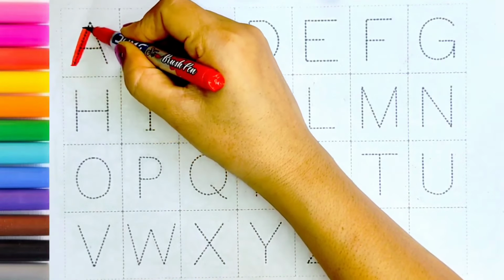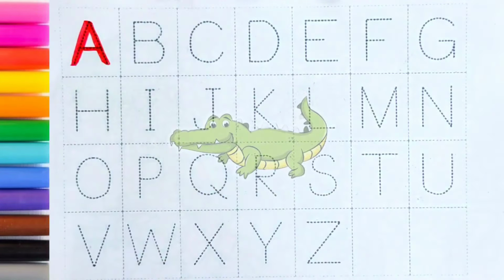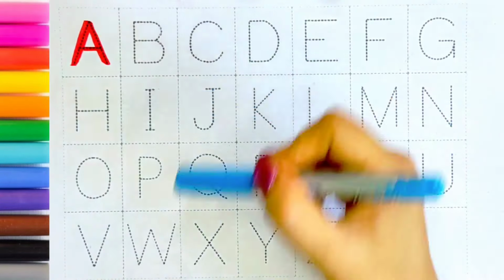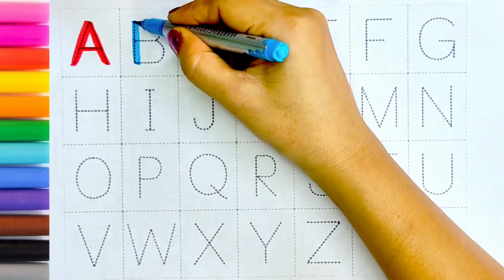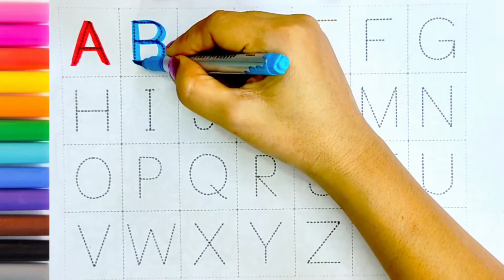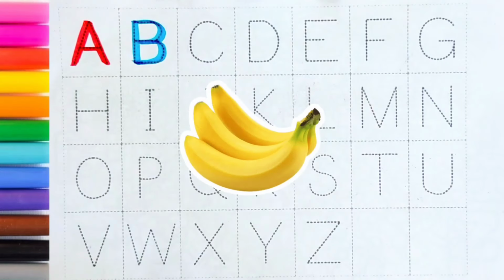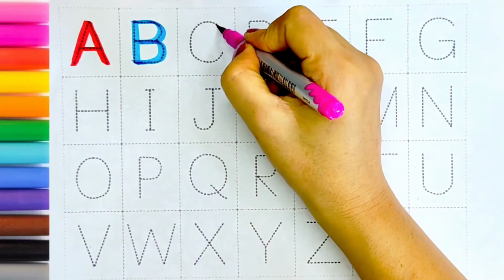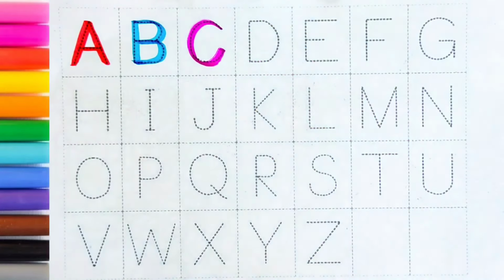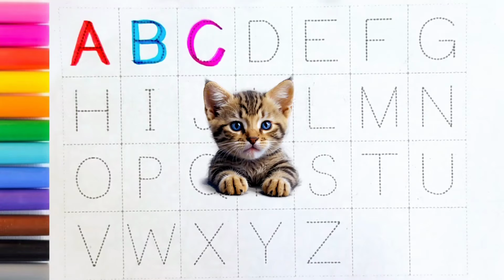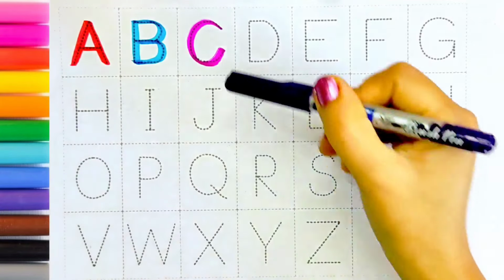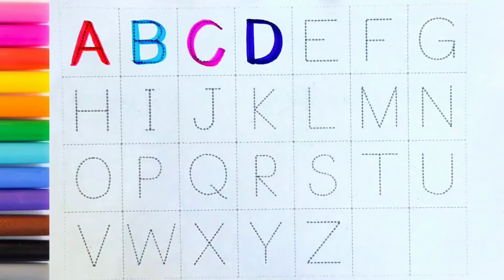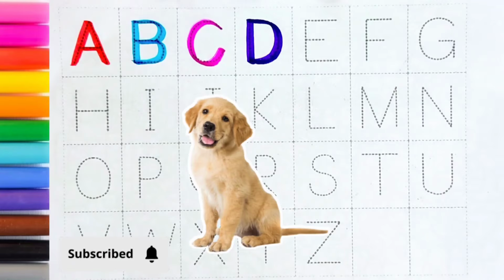Red color. A for alligator. Sky blue color. B for banana. Pink color. C for cat. Purple color. D for dog.